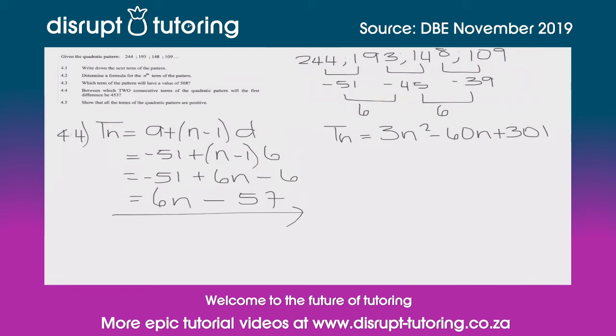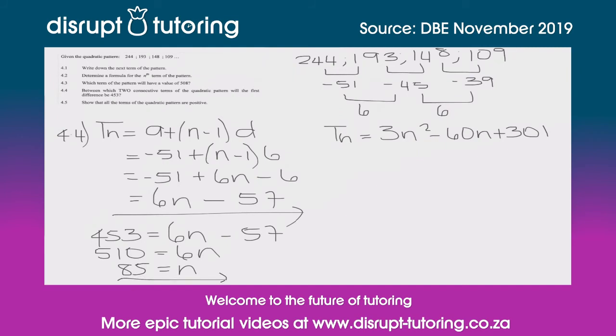Now they've said to us specifically that the difference we're looking at is 453. So they've essentially given us Tn, and we need to figure out what n would be. Let's plug in our 453: 453 equals 6n minus 57. We move the 57 across, so it would be 510 equals 6n. We divide both sides by 6, and that gives us an n of 85. So 85 equals n.